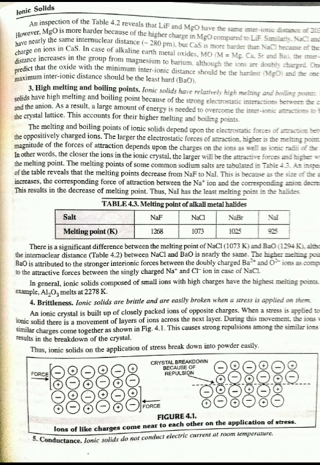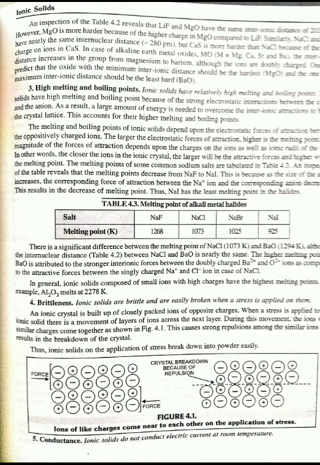An inspection of the table reveals that the melting points decrease from NaF to NaI. This is because as the size of the anion increases, the corresponding force of attraction between the Na+ ion and the anion decreases. This results in the decrease of melting point. Thus, NaI has the least melting point in the halides.